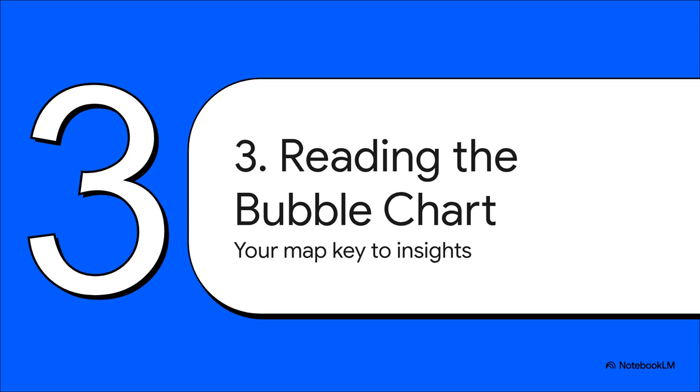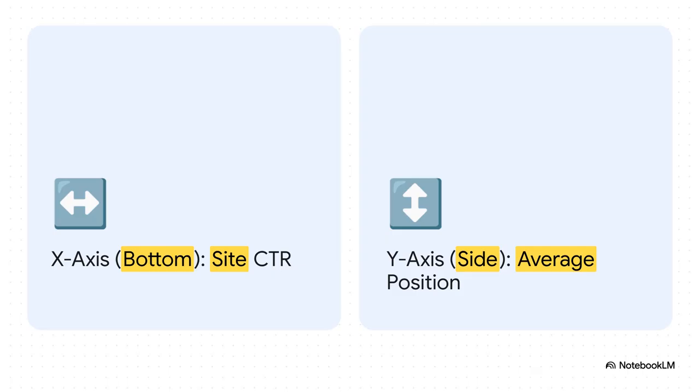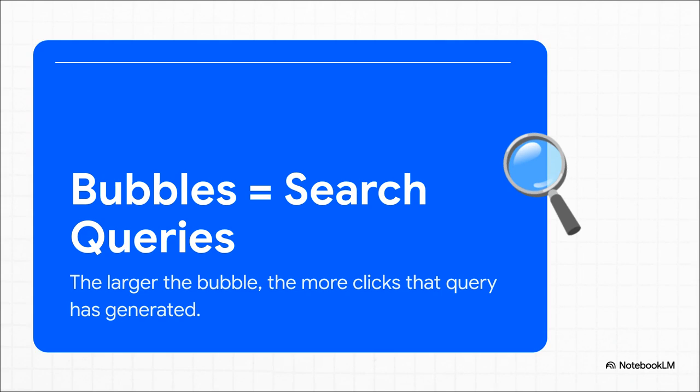Well, think of this next section as your map key. Once you get the hang of the basic elements, you'll be able to unlock some seriously powerful insights. The foundation is actually pretty simple. The horizontal x-axis, that's the one at the bottom, it tracks your click-through rate. So the further to the right a bubble is, the higher its CTR. The vertical y-axis on the side, that's your average search position, with the best rankings, like position 1, right at the very top.